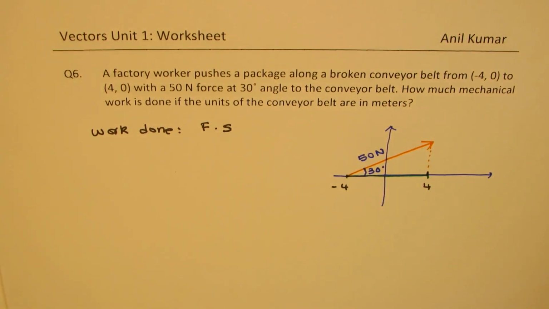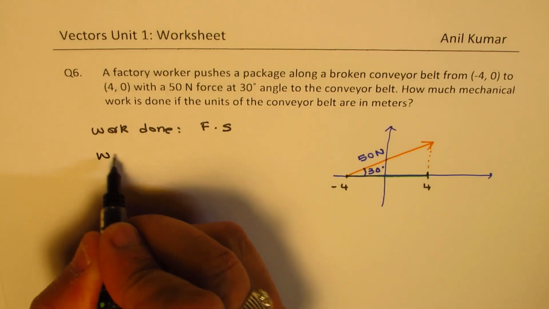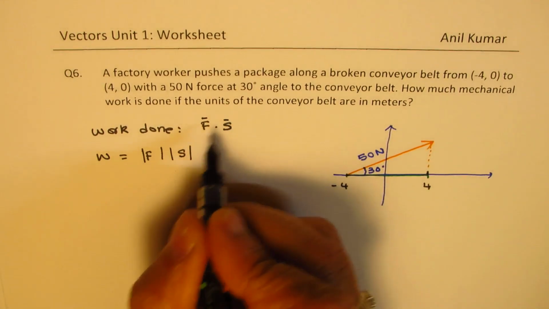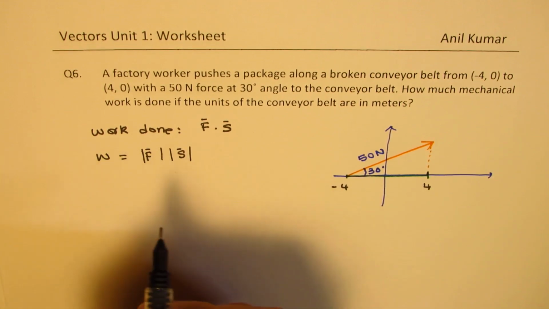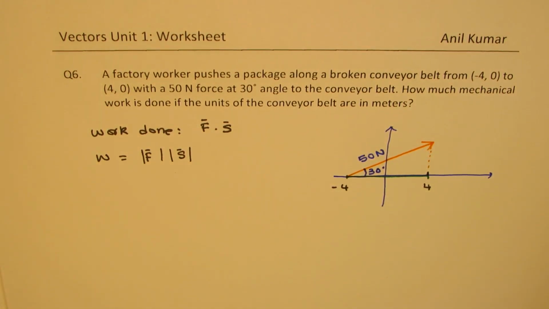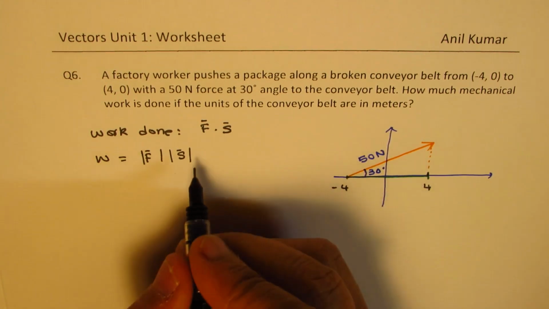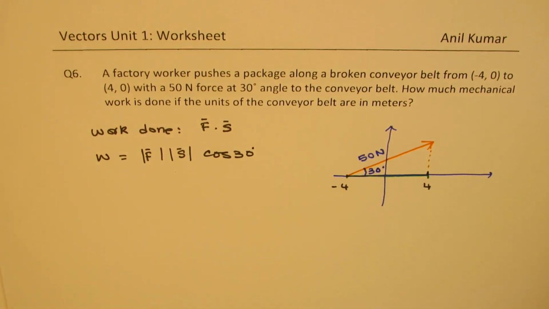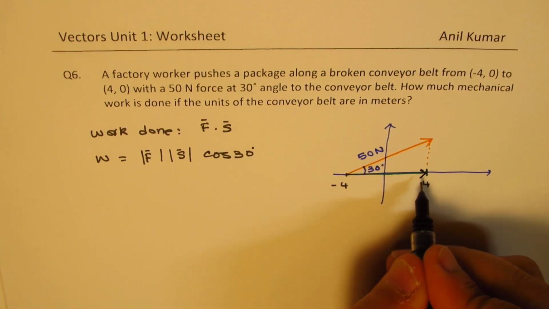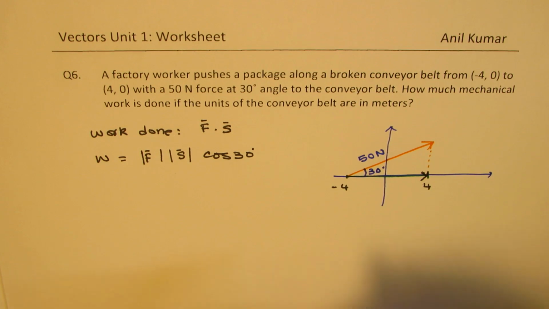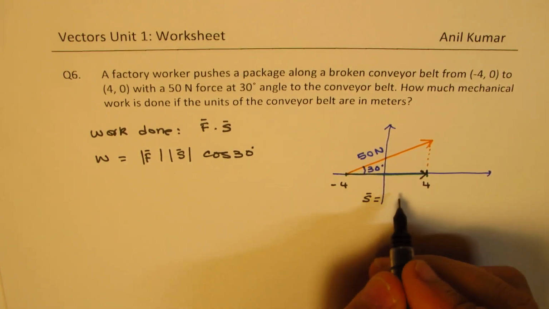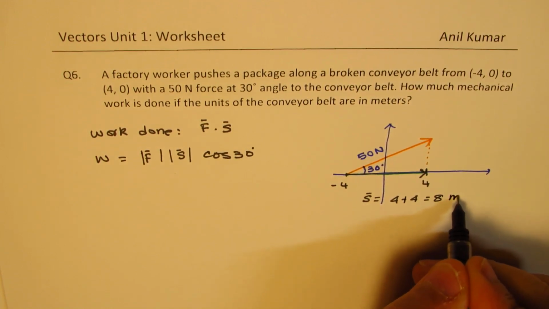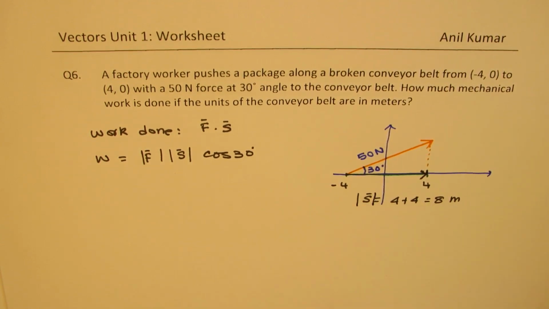Force dot S. So when we say dot product, we say work done W is the magnitude of force times magnitude of displacement, you can write them as vectors or make them bold. But work done is a scalar quantity, right? And the angle in between, which is cos of 30 degrees, since only the component along the direction of movement really helps in the actual work being done, right? Now here displacement S is actually 4 minus minus 4, which makes it plus 8. So it is 8 meters, right? So that is the magnitude we're talking about.